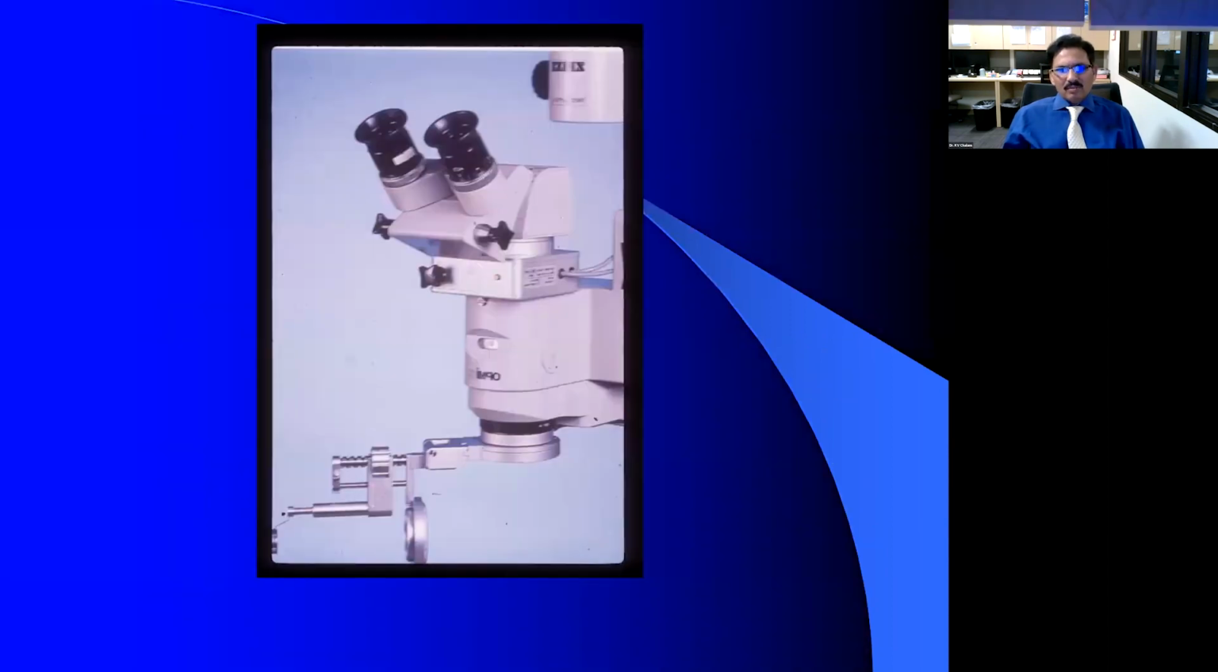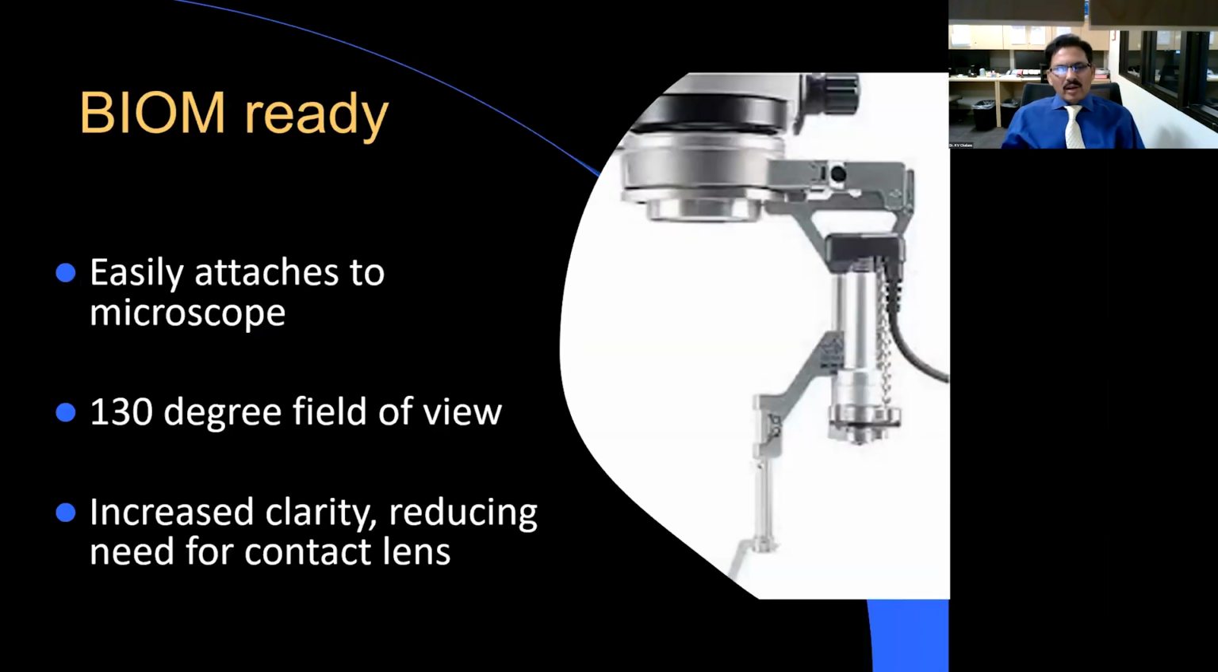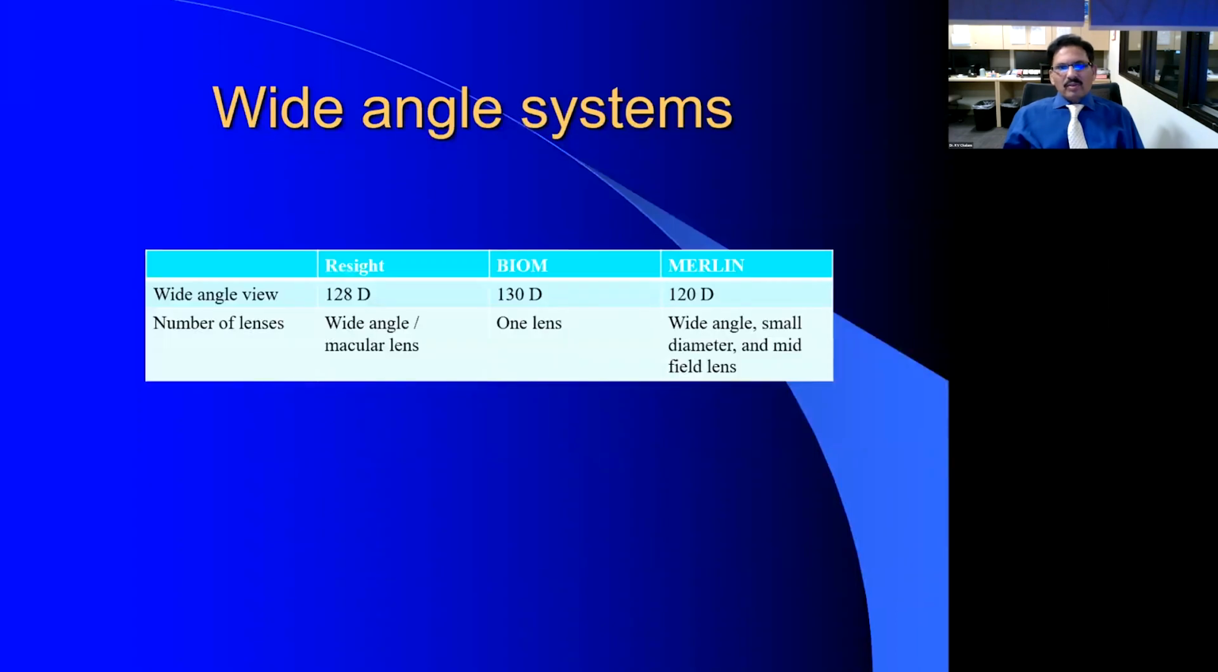So this is a Biom system, which has been used since 1987, one of the oldest systems, and is also used in most parts of the world. However, the optical principles are the same. So this is the more advanced, more recent Biom system that gives a 130 degree field of view. So one thing you have to remember is that in non-contact systems, the lenses that are used are 128, 130, or 120 diopters. As I told you earlier, the limitation is that the 150 diopter lens is really the one that comes with the contact system, and it gives you roughly around 20 degrees more field.